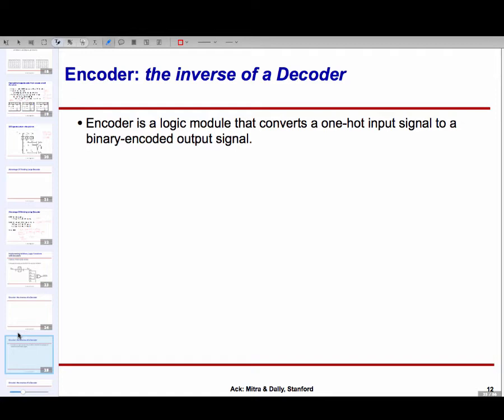Okay, the opposite of decoder is encoder. We go in the reverse direction. Specifically in our case, I have input now which is one hot coded and the output is binary coded. Okay, so we just want to go in the reverse direction.